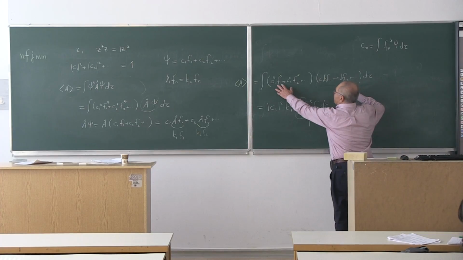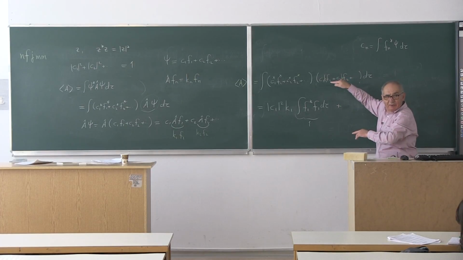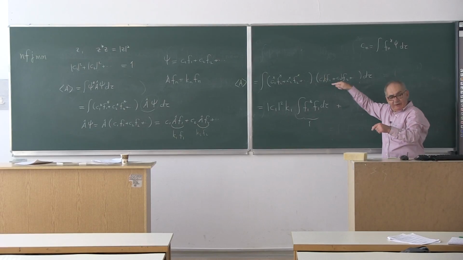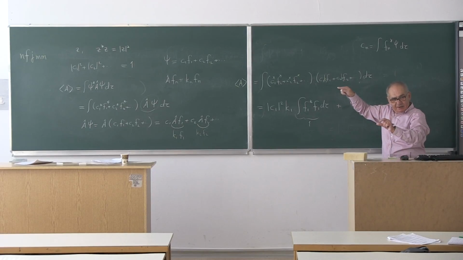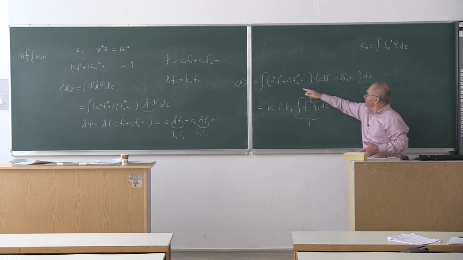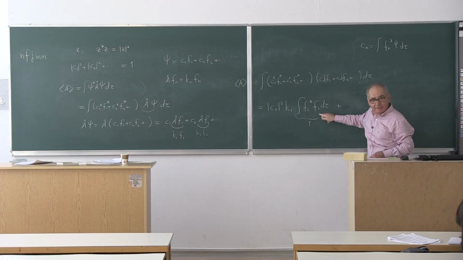There is going to be C1 star times F1 times this term, F2. That integral will be, because F1 star times F2 are different functions, orthogonality tells us that the value of that integral will be 0. So all the integrals which contain F1 star will be 0. The only non-zero integral is this integral.